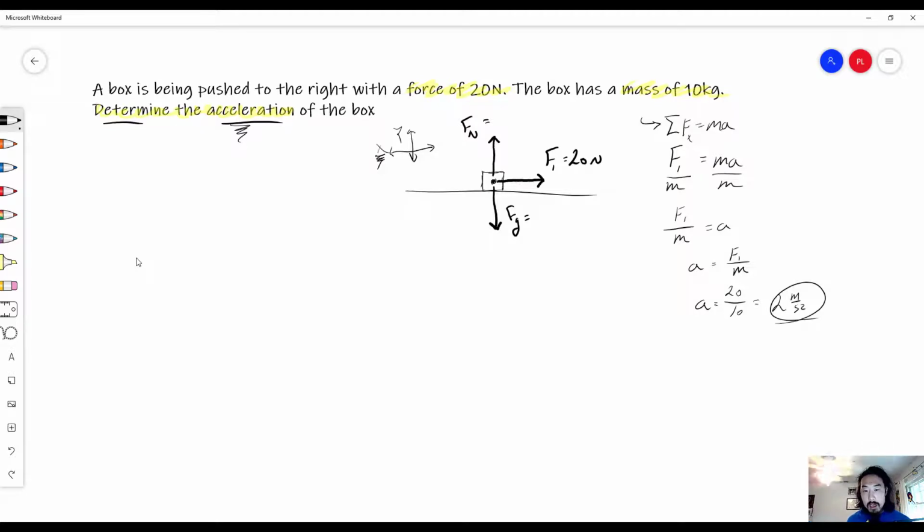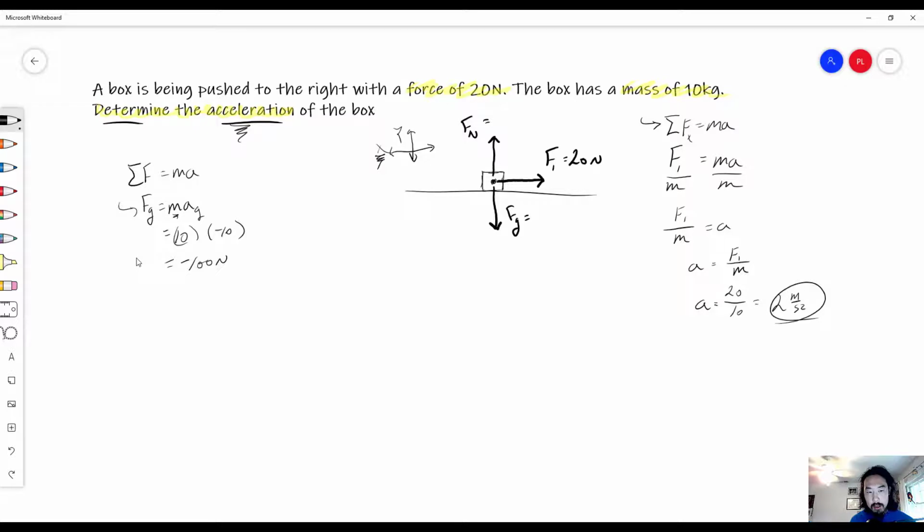Okay, so let's figure out the weight. So in order to figure out the weight, we start off with the equation, and we have f of g is m times a. It's already in the format that we want, with the unknown variable being on the left-hand side. And we know that the mass is, what is the mass? 10 kilograms. And we know that the acceleration due to gravity is negative 9.8, but I'm going to write it as negative 10 just to make our math a little bit easier. 10 times negative 10 gives us negative 100 newtons.